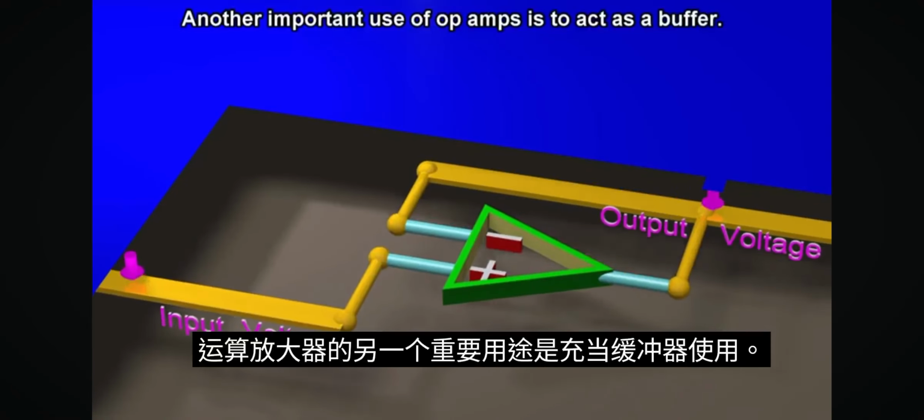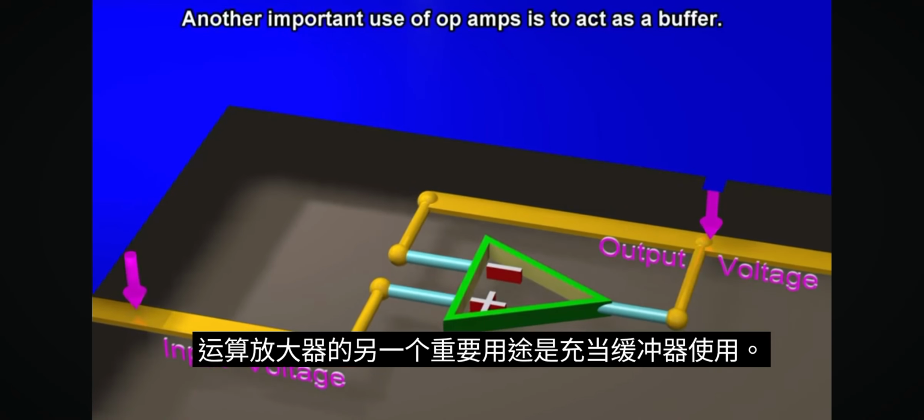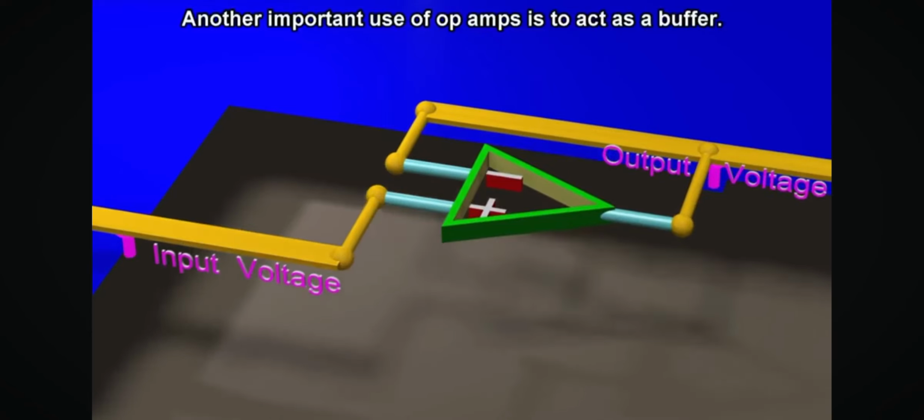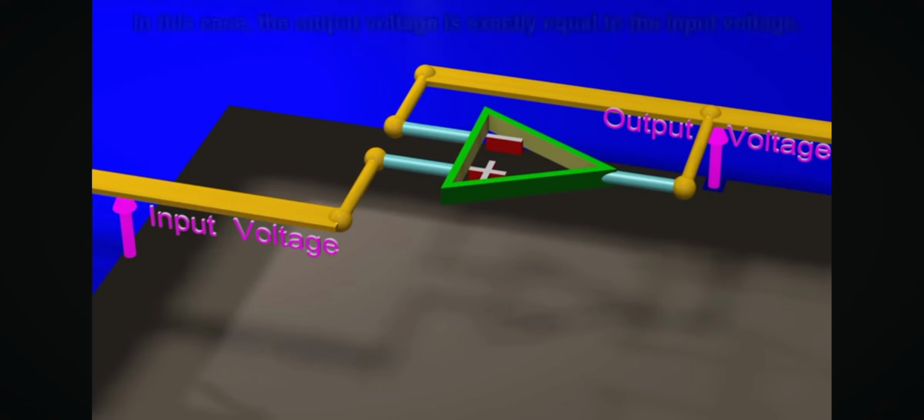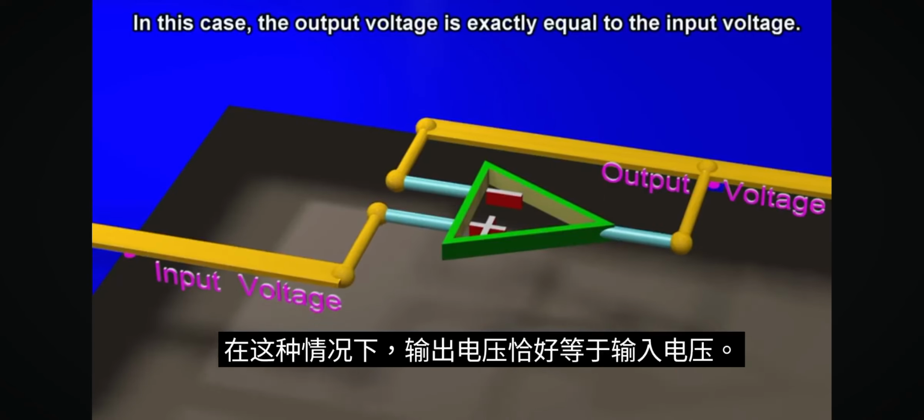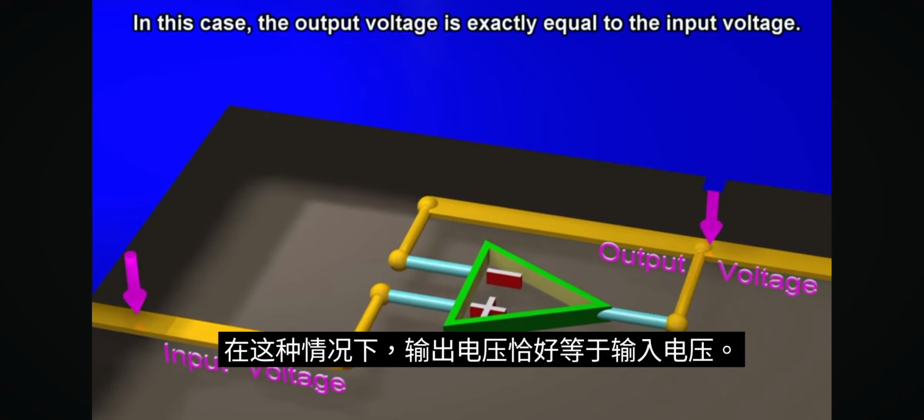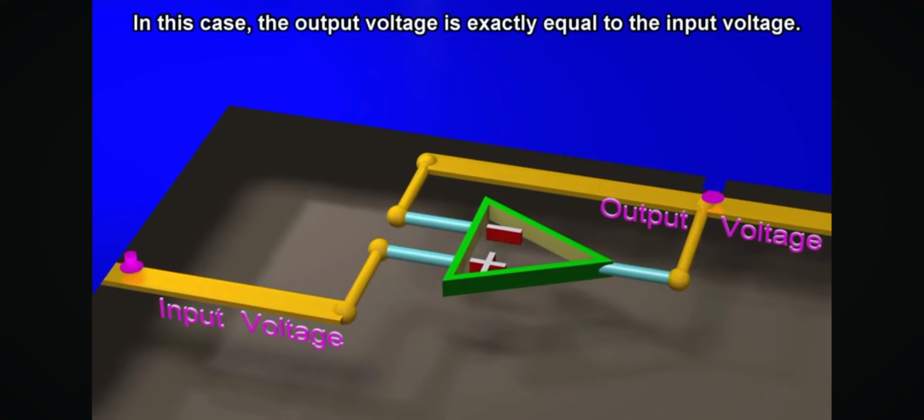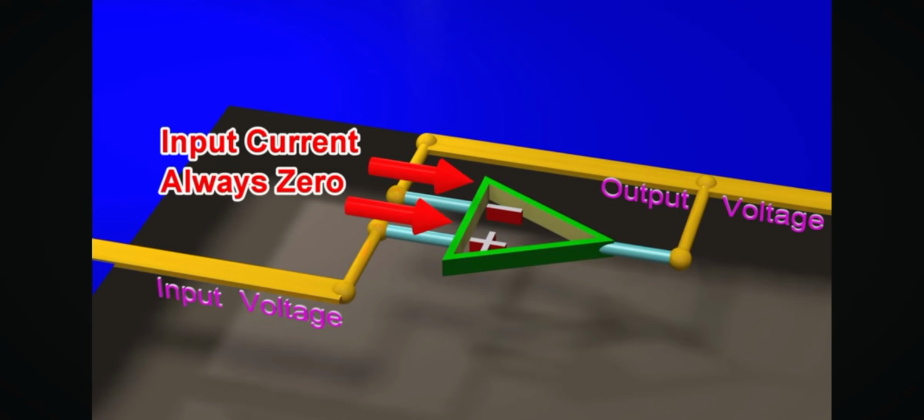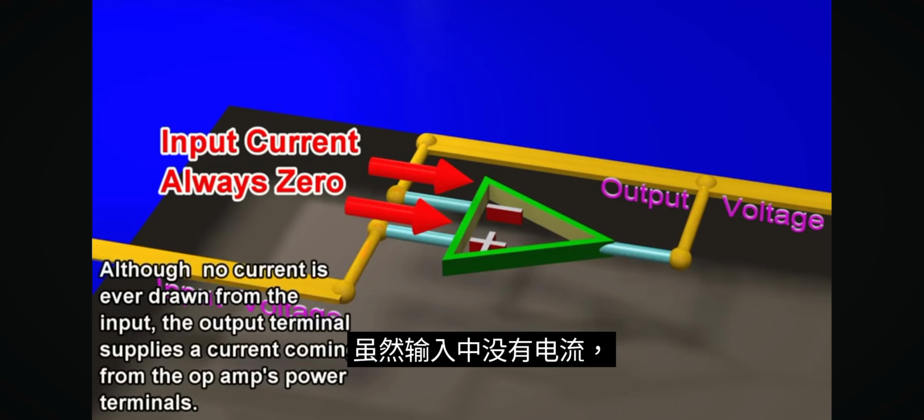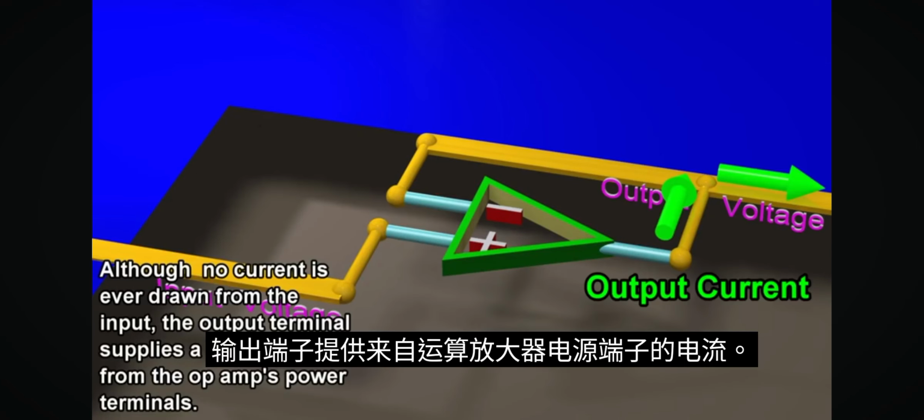Another important use of op amps is to act as a buffer. In this case, the output voltage is exactly equal to the input voltage. Although no current is ever drawn from the input, the output terminal supplies a current coming from the op amp's power terminals.